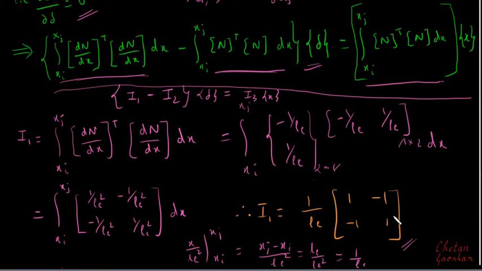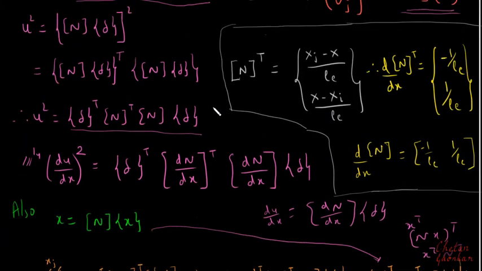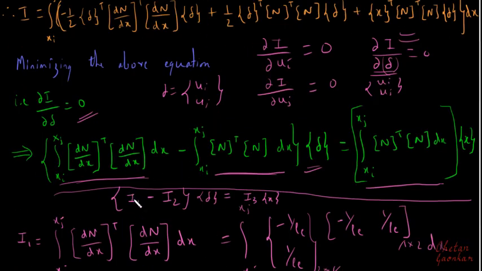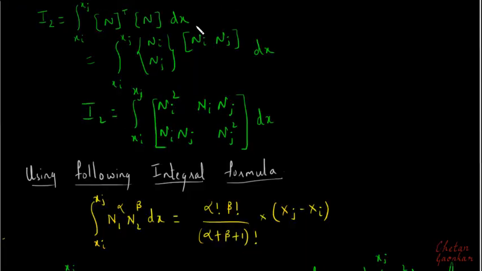So this is what I will be substituting here in place of I1. Now let us see what will be the integral of I2, that is the integral of the second term. So this integral I2 is nothing but the integral from xi to xj of N transpose N dx.